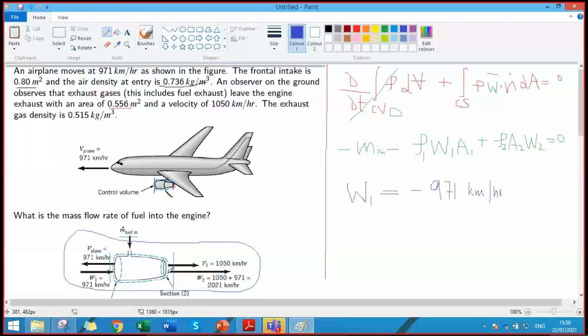The other velocity, at the discharge, should also be W, which should not be the absolute velocity. In fact, it should be the relative velocity. And we know that the absolute exit velocity is 1050 kilometers per hour. But this is the absolute velocity from the perspective of an observer on the ground. But we also know that the plane is moving forward with a velocity of 971 kilometers per hour. So what would be the relative velocity? It would be the sum of these two velocities, right? 1050 plus 971. Clear?